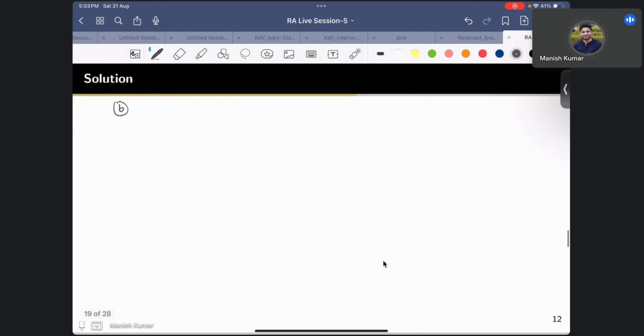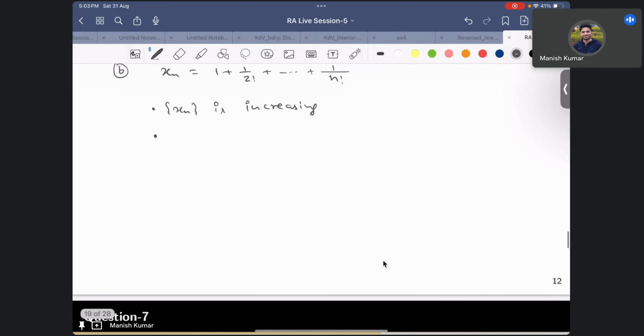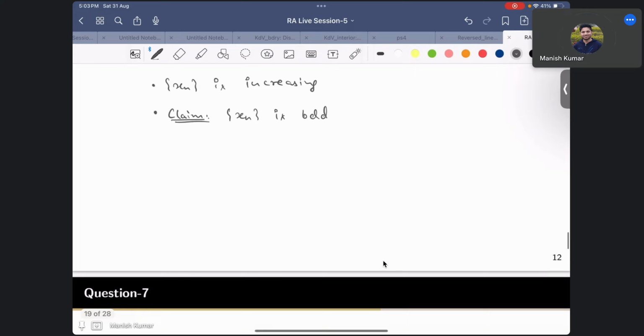So xn, which is 1 plus 1 by factorial 2 plus ... plus 1 by factorial n. So clearly this xn is increasing, because at each level we are adding something, right? So it is an increasing sequence. The second one is that the claim is that the sequence xn is bounded. This is my claim, and one can prove it very easily.